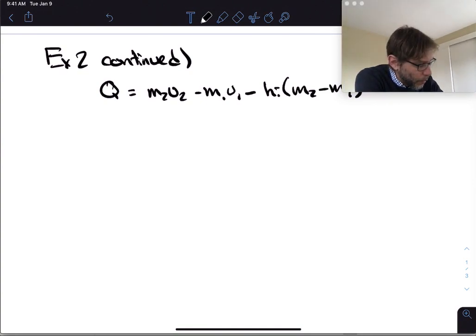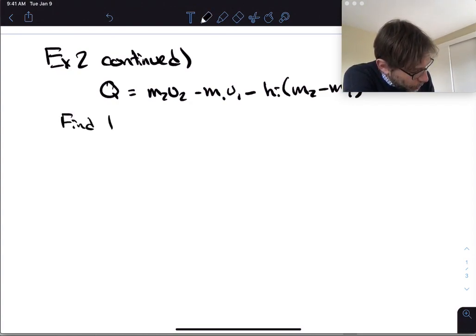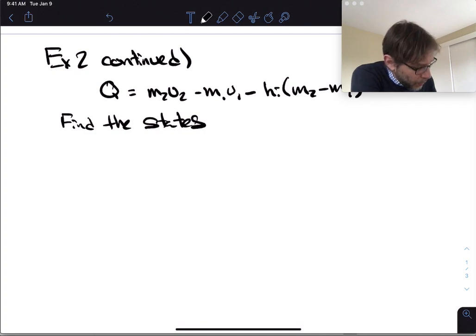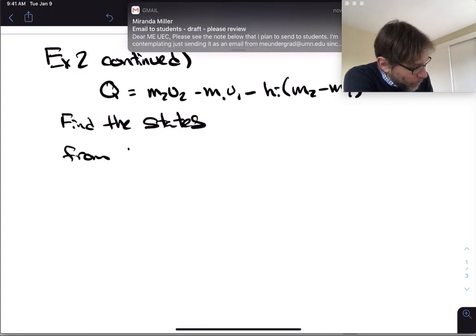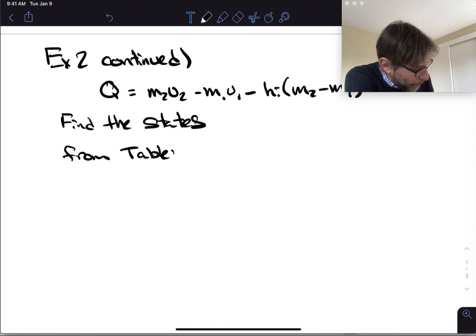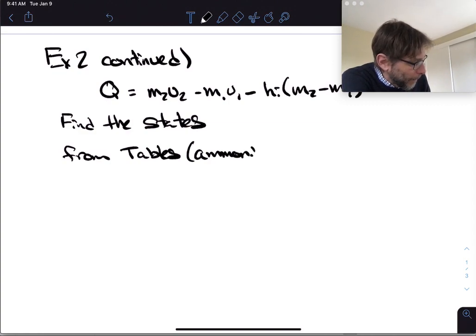So now let's see, what are we going to do? We're going to find the thermodynamic states. Let's find them from tables. So we have to find the ammonia tables, right? For condition 1, I think we've got two-phase stuff, I'm not sure. State 1 is T1 equals 20 degrees C and 1.5 bar. So let's go check it out.